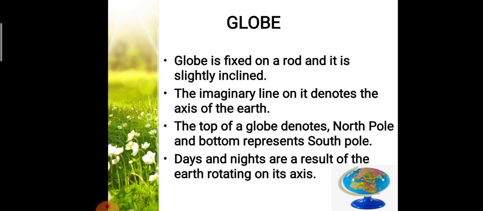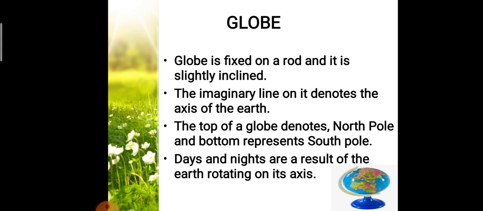The imaginary line on it denotes the axis of the Earth. The globe, you find it a little inclined, and that is known as the axis. The imaginary line on it denotes the axis of the Earth. The top of a globe denotes the North Pole and the bottom represents the South Pole. Days and nights are a result of the Earth rotating on its axis.